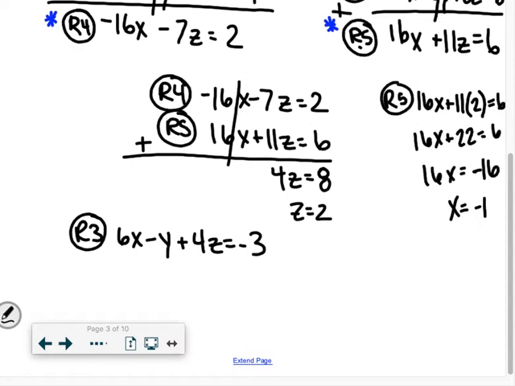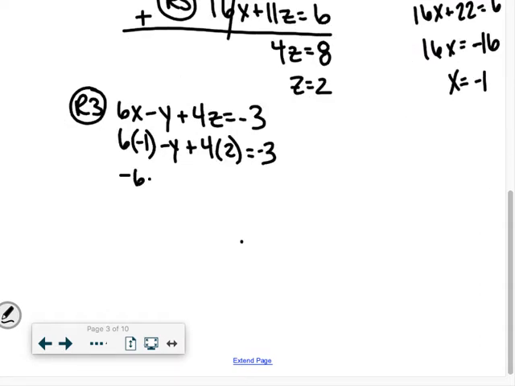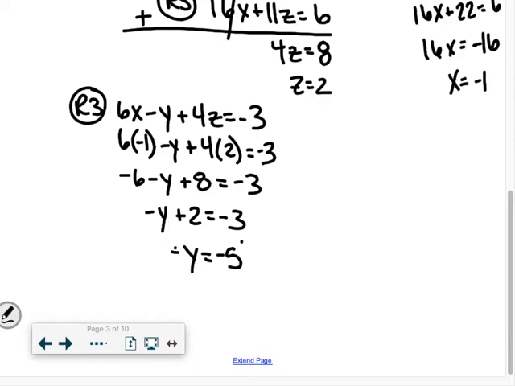I'm going to sub in my numbers, so this is 6 times negative 1 minus y plus 4 times 2 equals negative 3. That gets me negative 6 minus y plus 8 equals negative 3. The negative 6 plus 8 is 2, so 2 minus y equals negative 3. And then I have negative y equals negative 5. So y is 5.